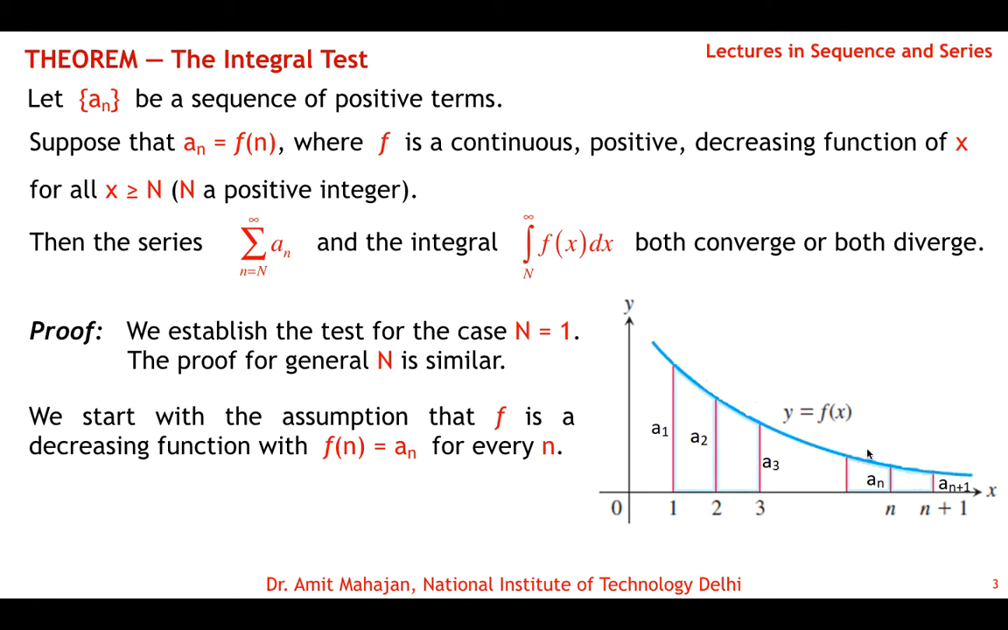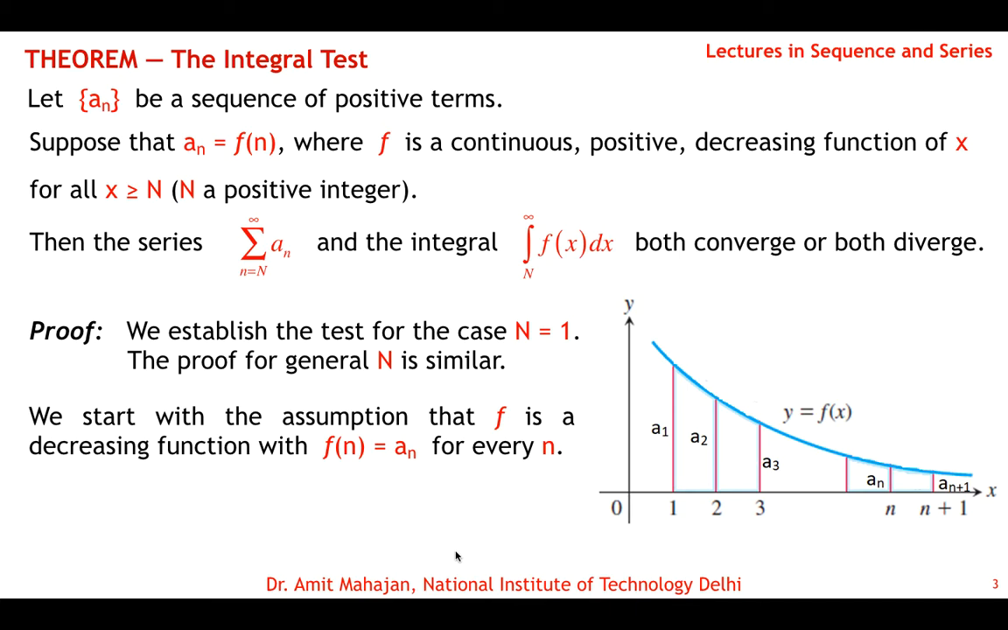Okay, take a continuous, positive and decreasing function of x, and at the integer points 1, 2, and 3, the corresponding points will be (1, a1), (2, a2), (3, a3), and so on. That means this height will be a1, this height will be a2, for 3 the value is a3, so this height becomes a3, and so on. At integer n, the height will be an, at n plus 1, a(n+1).